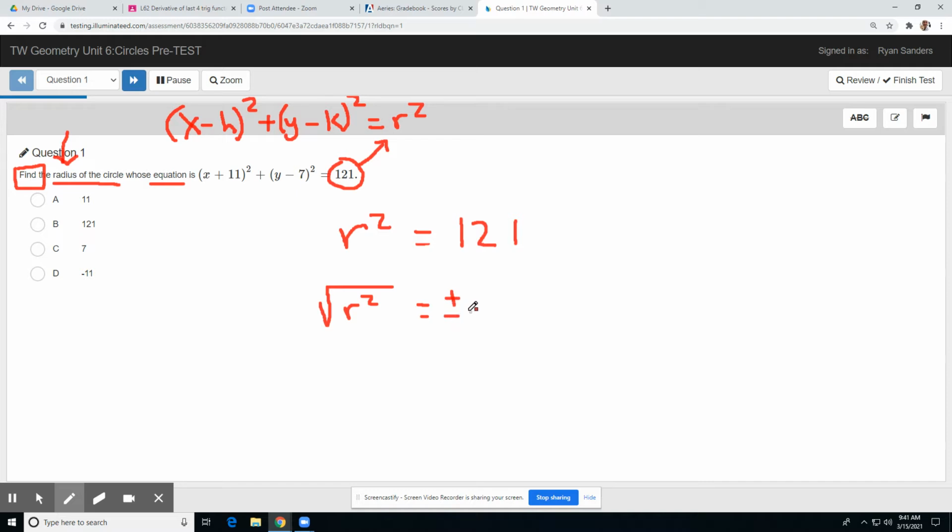Whenever we do the square root or undo a square, I always ask you to try to remember the plus or minus that's involved here. So the squares and square root undo themselves, and we're left with r equals. We don't worry about the negative because we're talking about distance. Radius is always a distance. So it's basically the positive square root of 121. If this wasn't a perfect square, we would use a calculator. But since it is a perfect square, we know that our radius is 11.